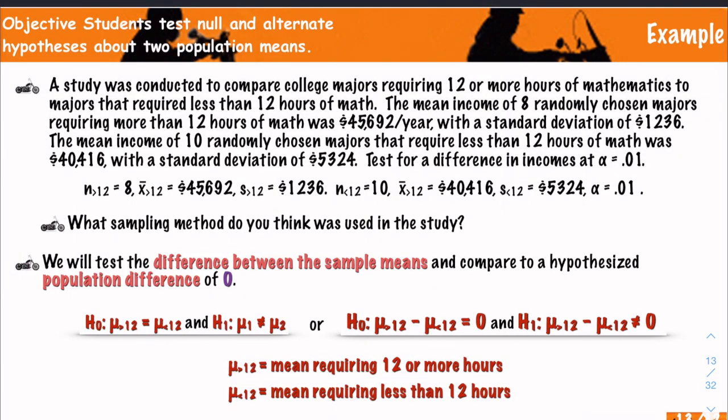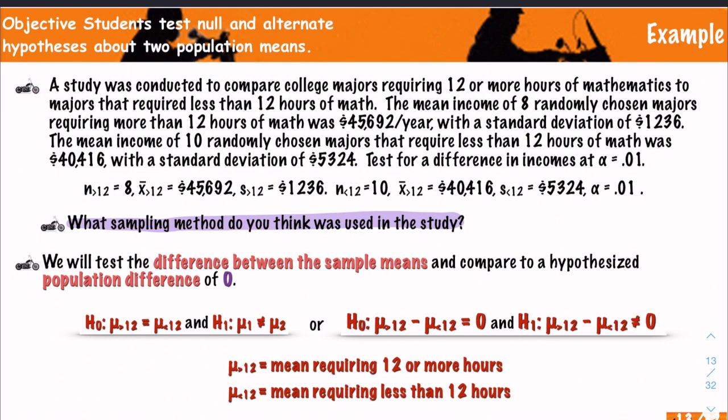So something that I might want you to think about, that I'm not going to give you the answer right away: what sampling method do you think was used in this study? I mean, we could pull up a list of any college, see all of the different majors. We can compare our two lists that we're going to have to separate from majors that require more than 12 hours of math to majors that require less than 12 hours of math. That should give away what we are doing right here. We will test the difference between the sample means and compare it to a hypothesized population difference of 0.